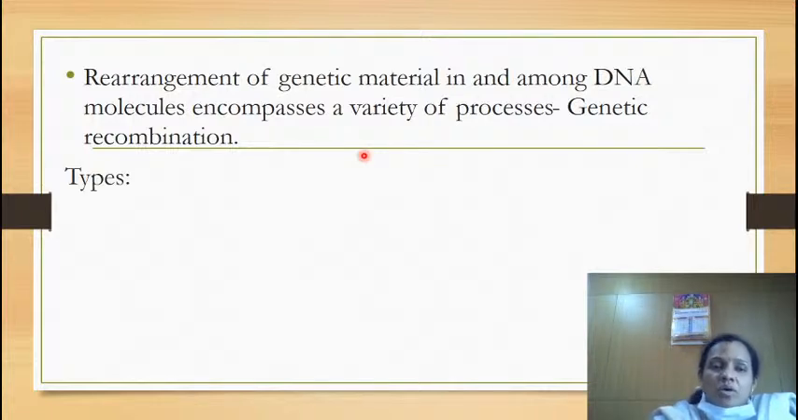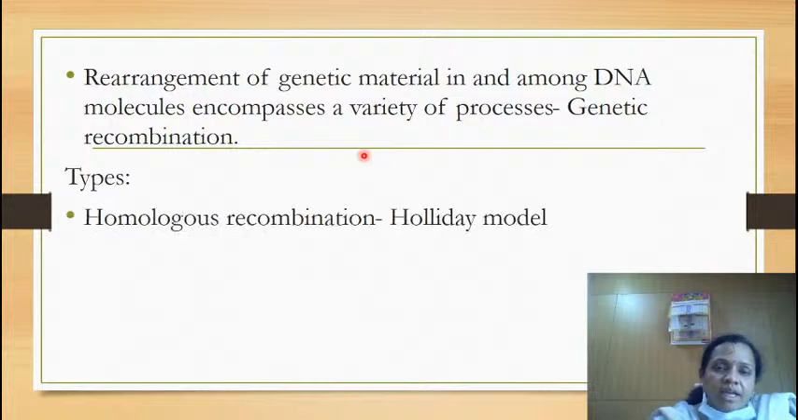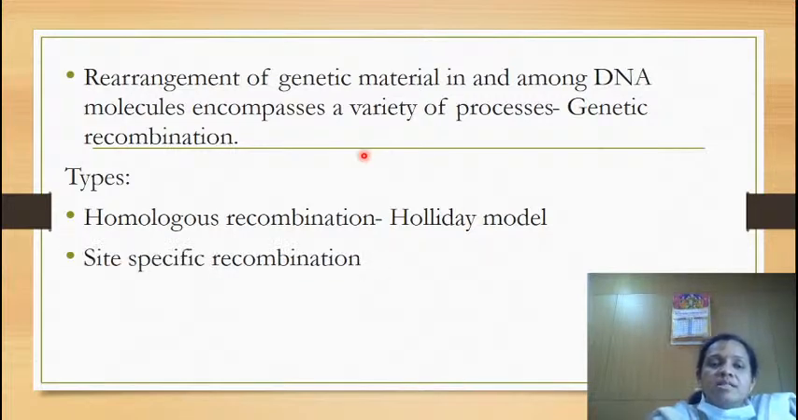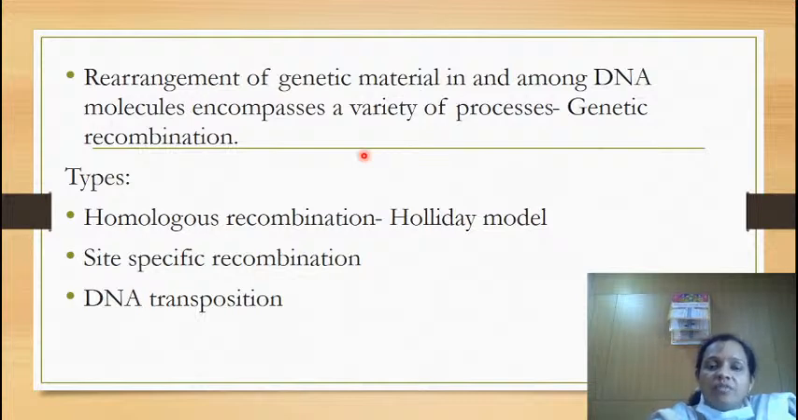What are the types of recombinations? The various types of recombinations are homologous recombination, of which the most common is the Holliday model, site-specific recombination, and DNA transposition. These are the three types of recombinations that we know.